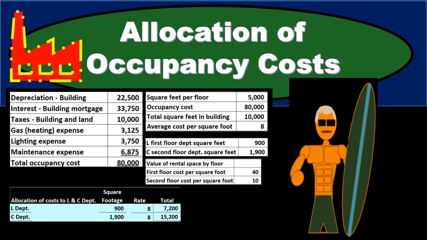In this presentation, we will take a look at an example of the allocation of occupancy costs. In this example, we're going to have a little bit more of a complex example, a little bit more of a back and forth kind of process. Our goal here, of course, is to allocate the occupancy costs of a building to the departments within it. We're going to use an activity base in order to do so.